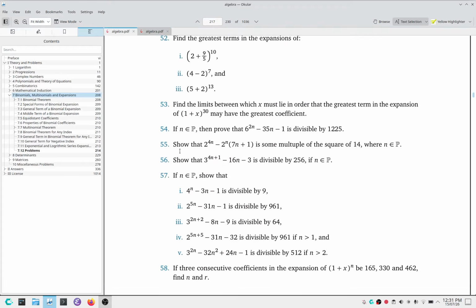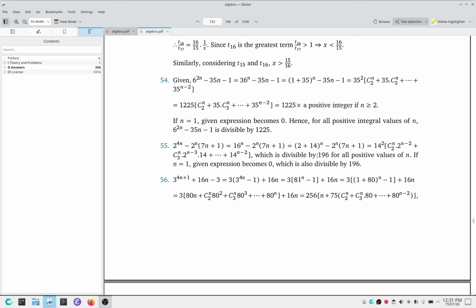Question 55 says: show that 2 raised to the power 4n minus 2 to the power n times 7n plus 1 is some multiple of the square of 14, where n is in the set of positive integers. So we take the power n out, and it becomes 16 to the power n minus 2 to the power n times 7n plus 1. And we split this into 14 to the power n minus 2 to the power n times 7n plus 1.